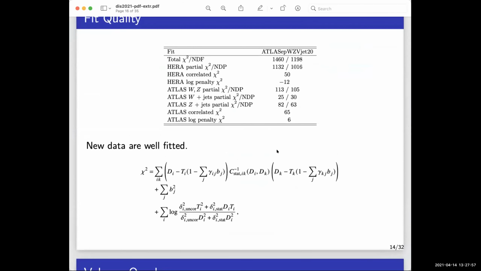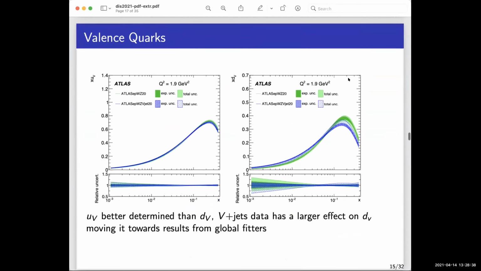The overall quality is good for the fit, so there's 1.4 over 1.2 basically for chi-squared over number of degrees of freedom. You can see in particular that the partial chi-squared for the W plus jets is a bit less than 1, and it's a bit over 1 for Z plus jets. So this fitting is pretty good, and there's the usual expression that we use for the chi-squared below. In this case we take into account some statistical correlations in the V plus jets data that we don't need to do in the others.